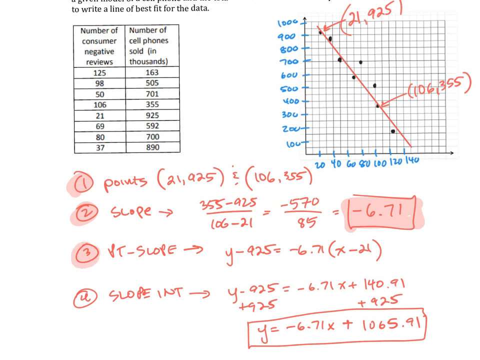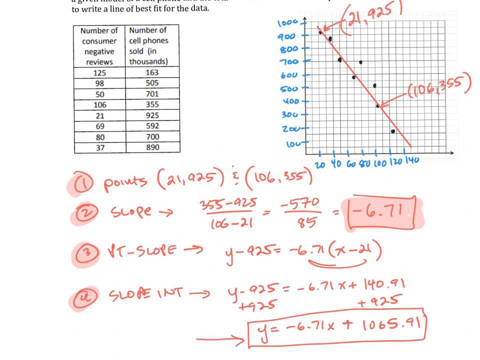So for the point-slope form, I use the first point, 21, 925, so it's y minus 925 equals negative 6.71 times x minus 21, and then take that into slope-intercept form. To do that requires you to distribute the negative 6.71. And then add 925 to both sides, and it gives me this.